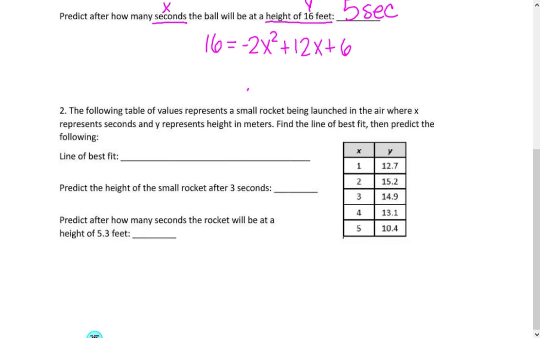Alright, I want you guys to go ahead and give your best shot on this problem here. Go ahead and pause the video, try out number 2 on your own, and we'll resume it with the answers and talk about it.